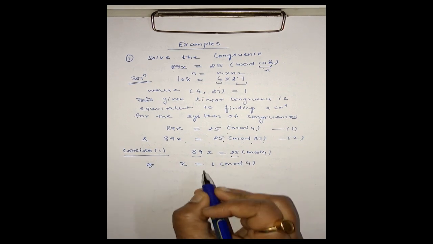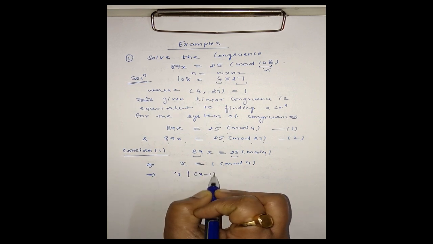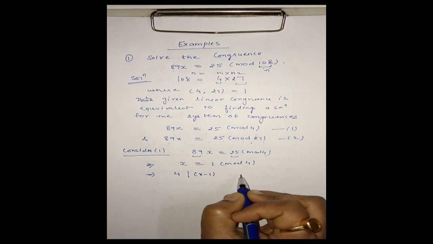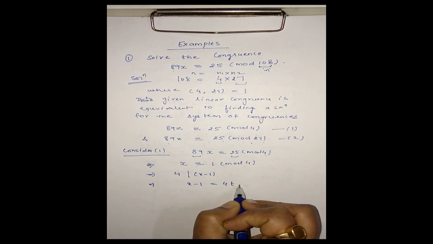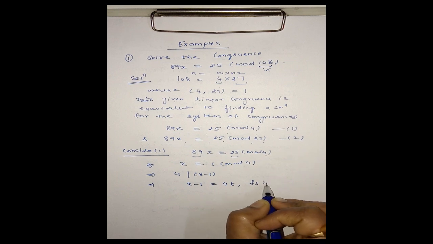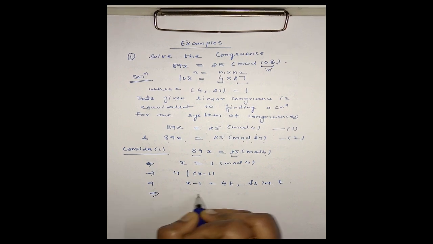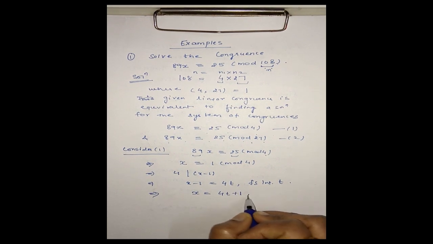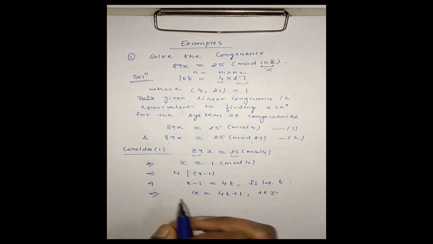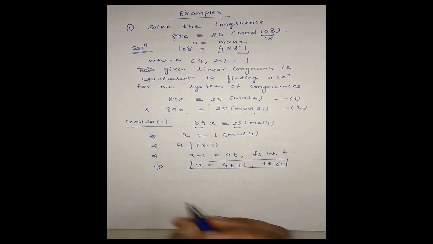Now from this we get 4 divides x minus 1, by definition. This implies x minus 1 is equal to 4 into t for some integer t. This implies x is equal to 4t plus 1, where t is an integer. Now we consider the congruence 2.